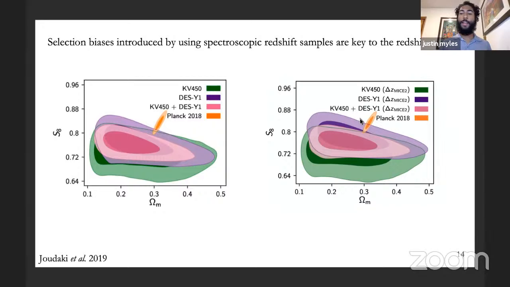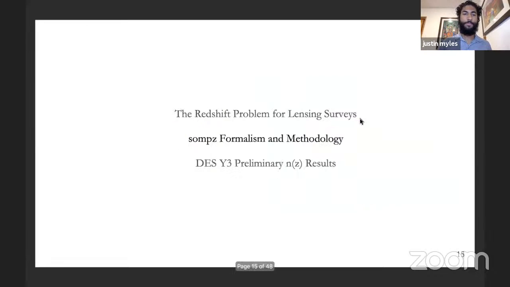And this relies on complex analysis, but you can see that when you try to account for these selection biases, already you get rid of a good deal of that tension. So it's really key to the debate, and I just wanted to highlight that here. So that should set the stage for lensing surveys as a whole. How do we constrain cosmology from lensing surveys, and why are redshifts an important part of that?